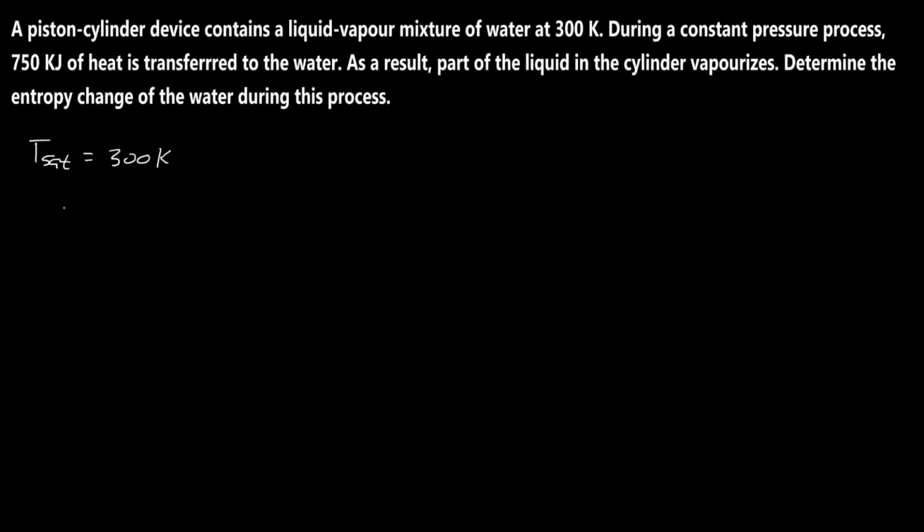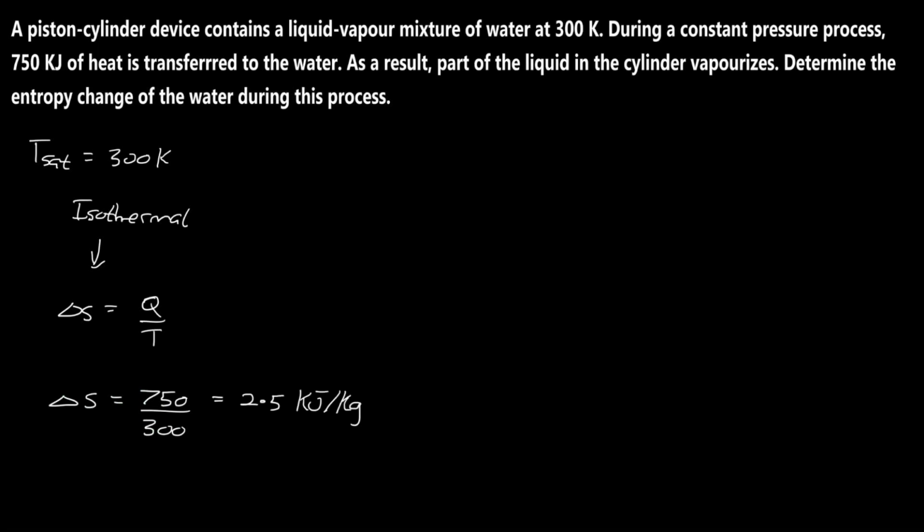This means the process is also isothermal, since all the heat added only goes to converting more of the liquid to vapor. And for an isothermal process, the change in entropy is given as Q divided by T. So the change in entropy is equal to 750 divided by 300. And this gives us 2.5 kilojoules per kg.